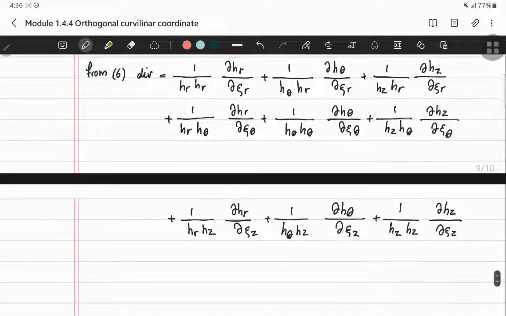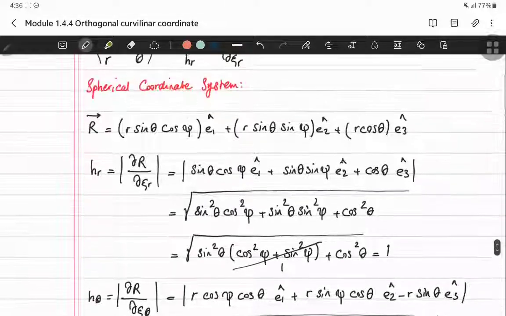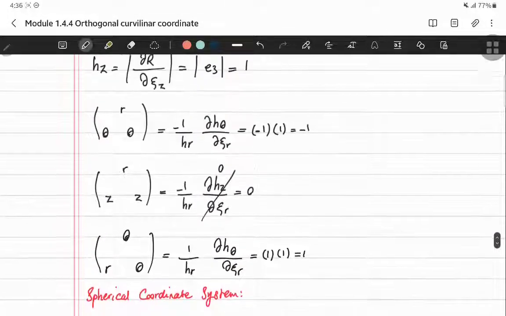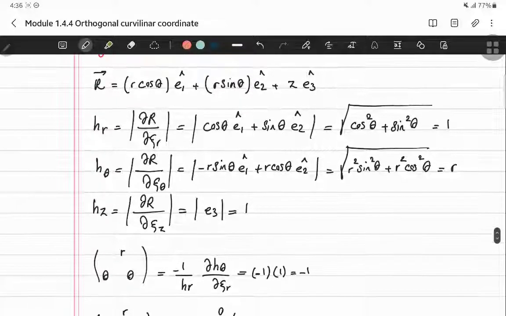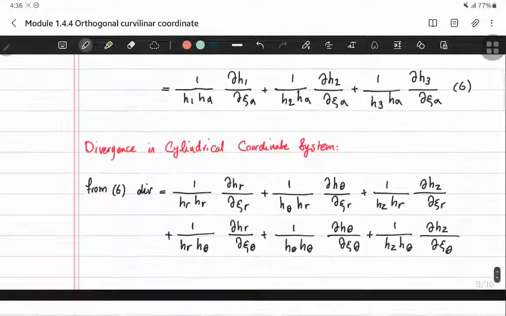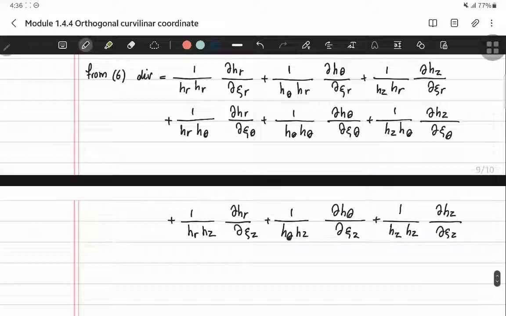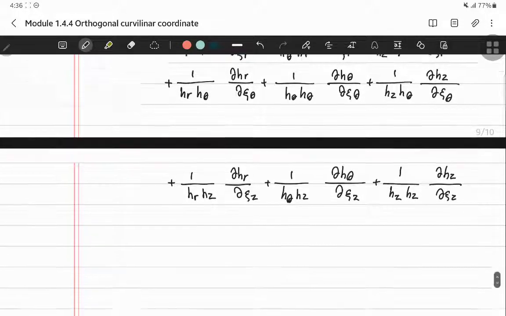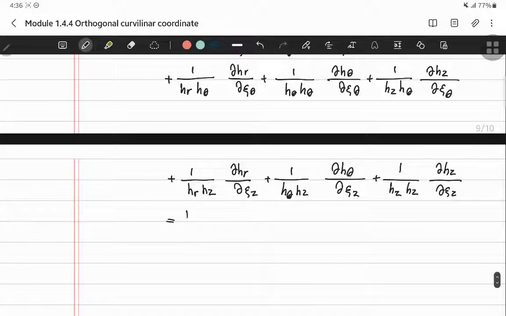So we all know that HZ and HR, they are 1. So this is 1 and this is 1, so all the derivatives here are 0. We also know that the only term that has a dependency on R here is H theta. So finally it becomes 1 over H theta HR, so this is equal to 1 divided by R.